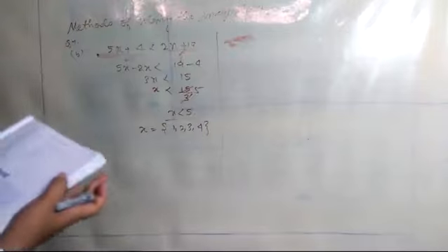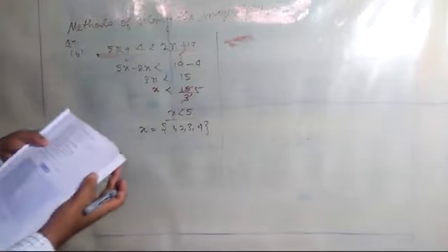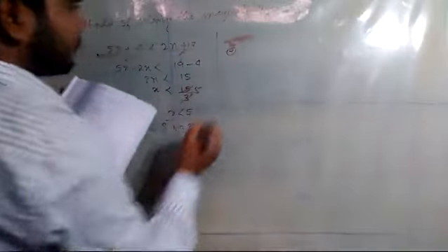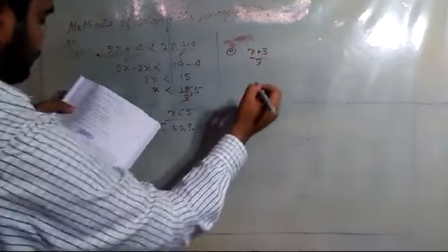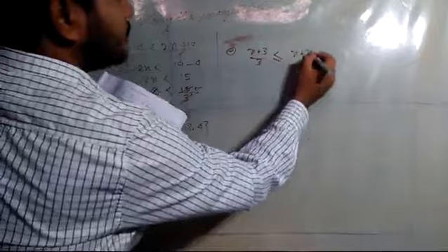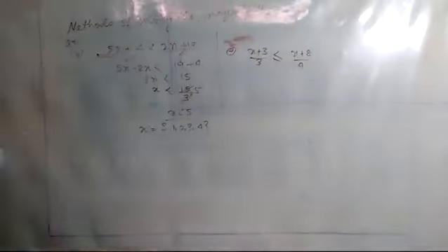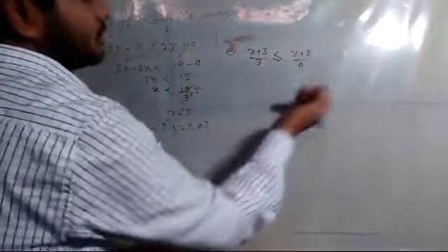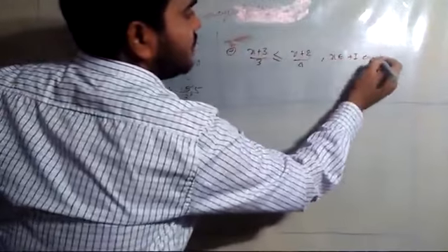Now let's take another example. Okay, let's take part E. x plus 3 whole divided by 3 less than or equal to x plus 8 divided by 4, where x belongs to positive even integers.